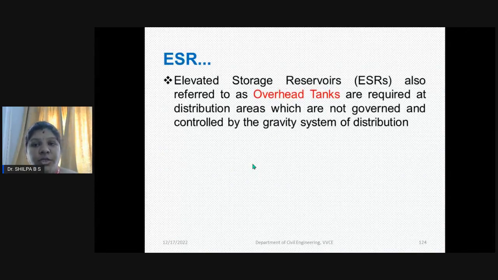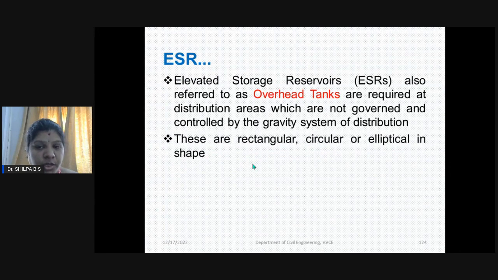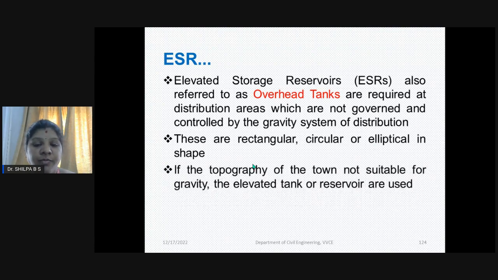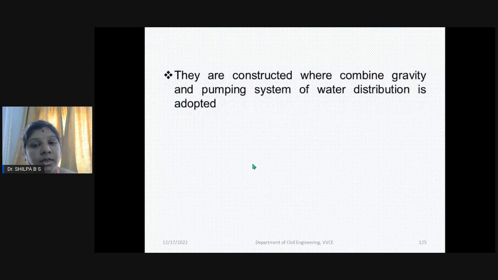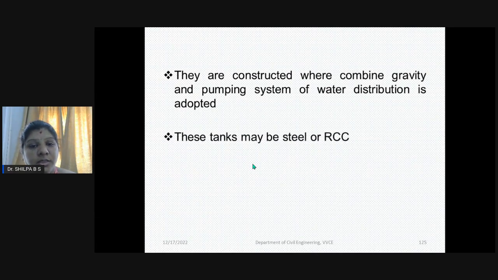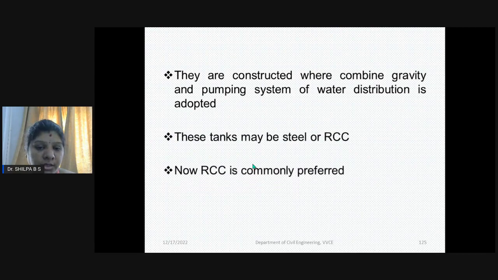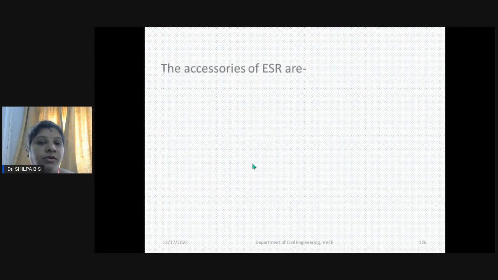So elevated storage reservoirs or overhead tanks are required in distribution areas which are not governed or controlled by the gravity system of distribution. Rectangular, elliptical, circular shapes are preferred. They are constructed where a combined gravity and pumping system of water distribution is adopted. These tanks may be steel or RCC. RCC is the most preferred one.